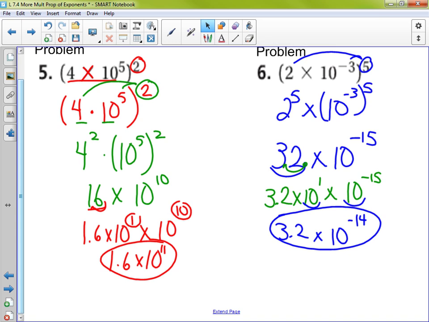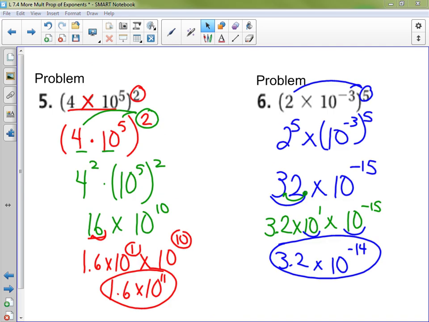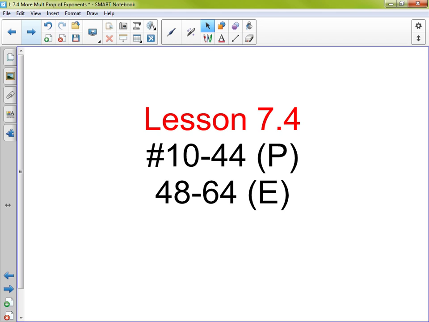And that's pretty much it for lesson 7.4. Here's your assignment if you wish to get started ahead of time. Otherwise, you'll have class time tomorrow to work on this.